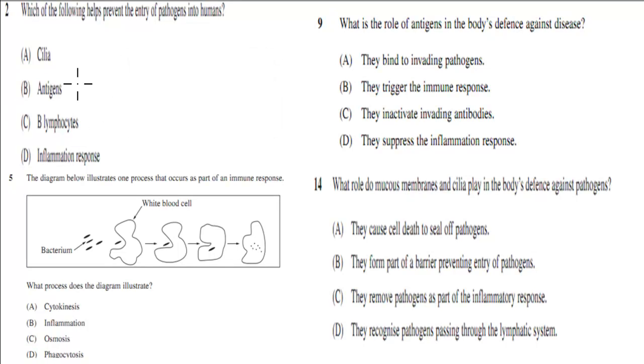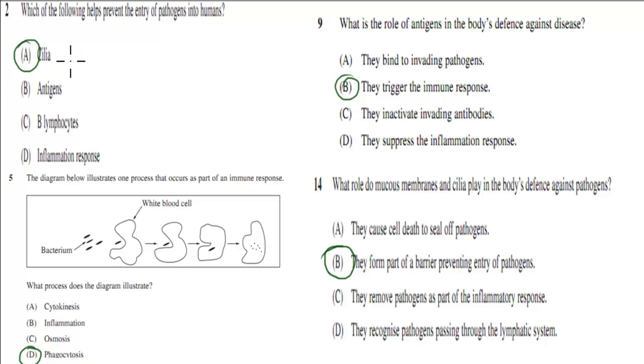Welcome back. Alright, so first one was the cilia, so A. Here we've got D, phagocytosis. Here we have B, trigger immune response. And here we have they form a barrier preventing entry as number 14.